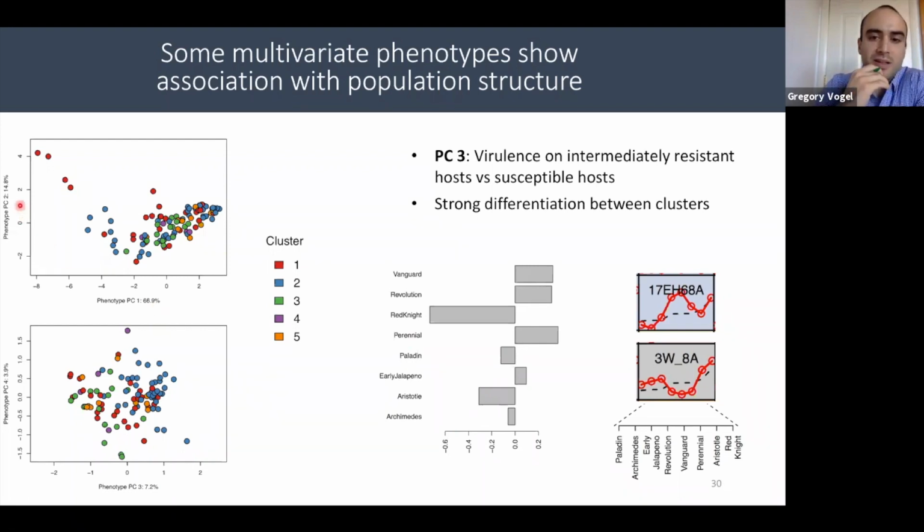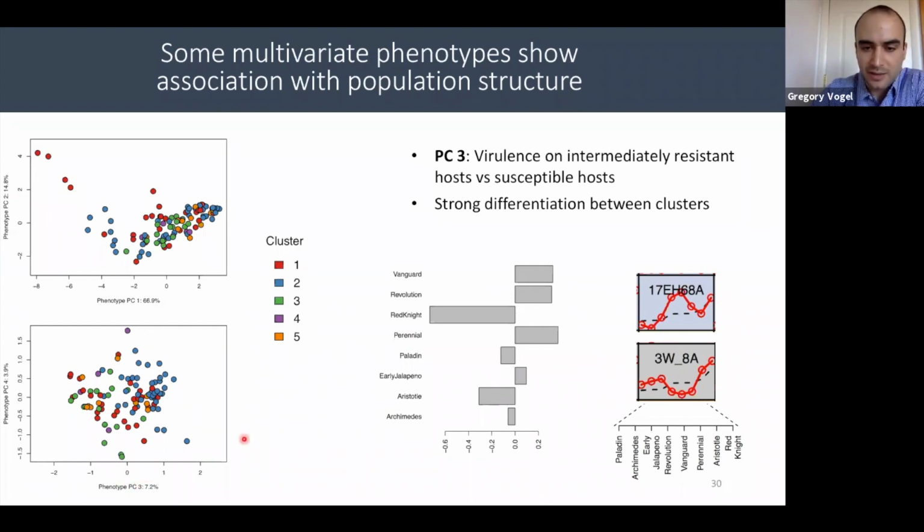PC2 is reflecting virulence stability. So if you were to regress the virulence levels of the isolates on the average virulence levels of the peppers, like in stability analysis in G by E interactions, you would find that that slope is really correlated with this PC2. And again, no differentiation between the genetic subpopulations for virulence stability. PCs 3 and 4 explain less of the phenotypic variance, and what they mean biologically is a little bit harder to interpret, but I think they're kind of interesting to dive into.